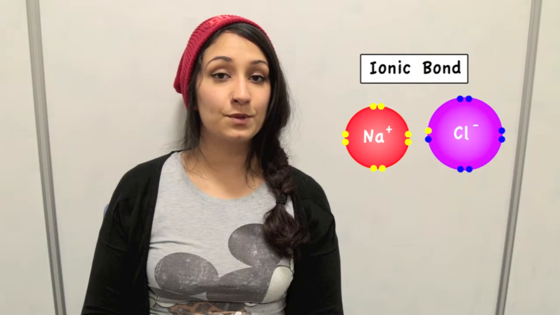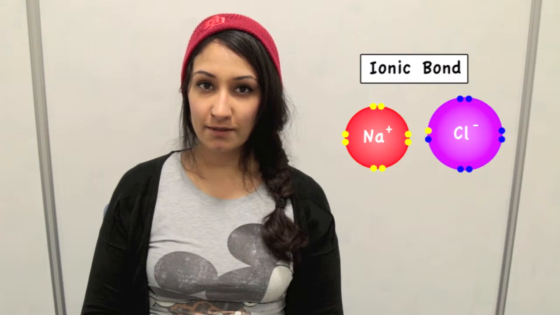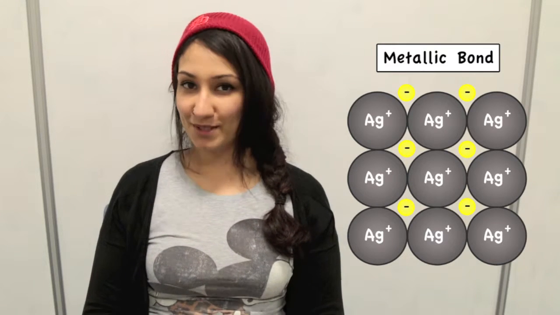Number 5. There are 3 main types of chemical bonds: ionic, which happens between a metallic and non-metallic element, covalent, which happens between 2 non-metallic elements, and metallic, which, you guessed it, happens between 2 metallic elements.